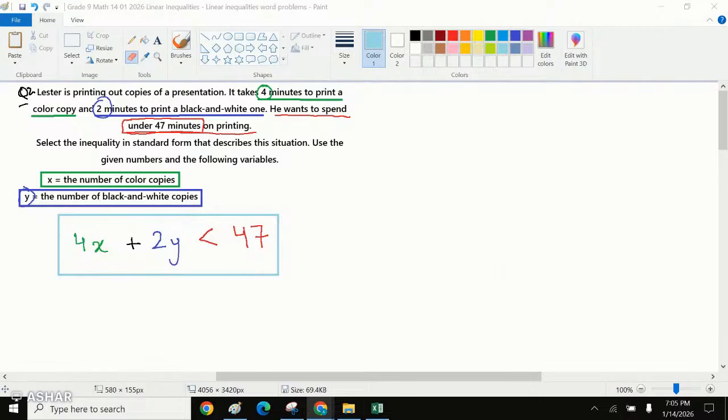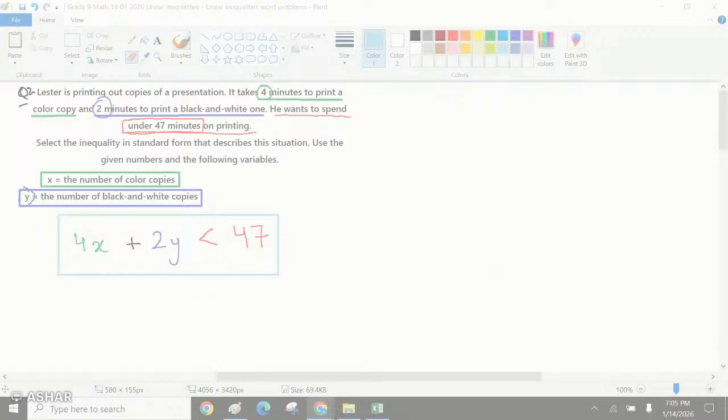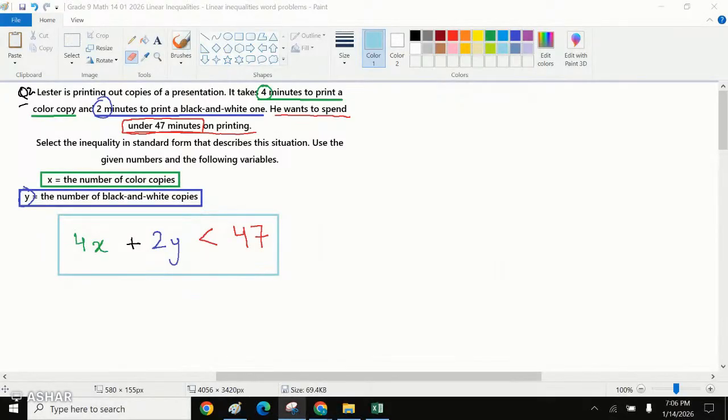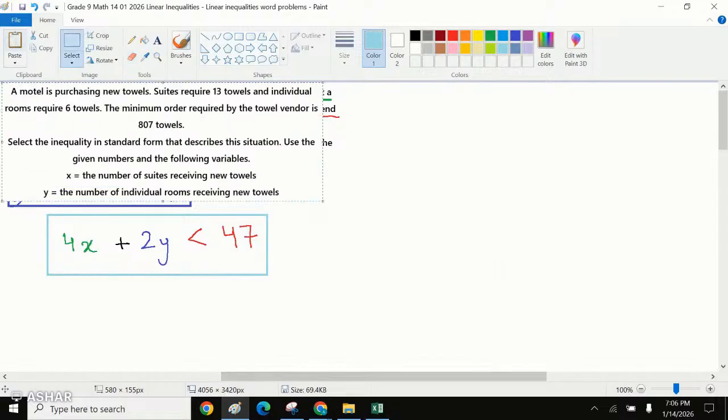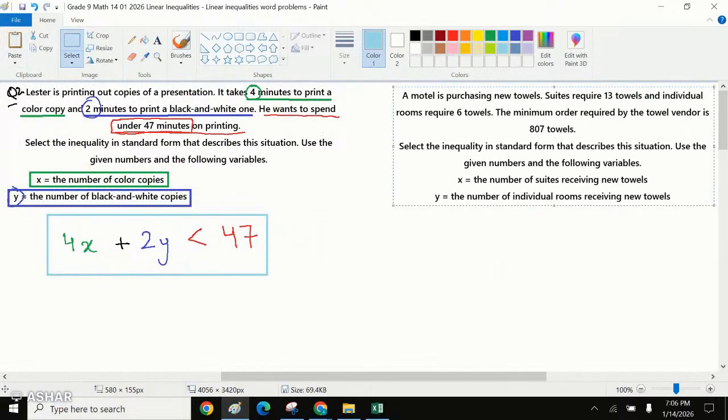Moving ahead to the next question. The next question says, a mortal is purchasing new towels, okay? Let me just copy the question so that we have it on our screen. Then let's go through it. The most important thing while doing a word problem is to underline the requirements, okay? So whatever is required, try to underline, okay?